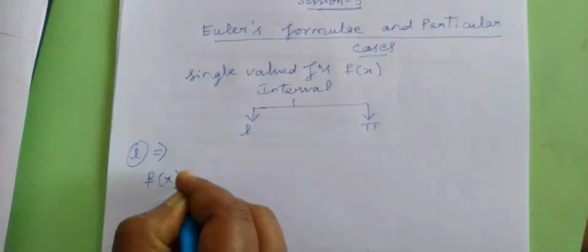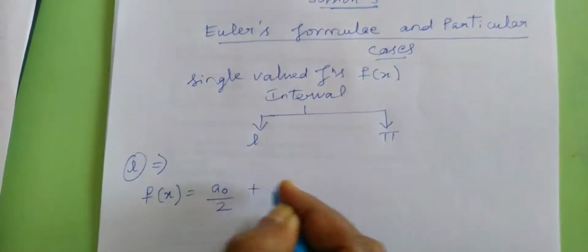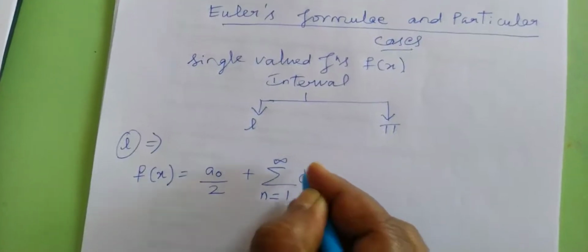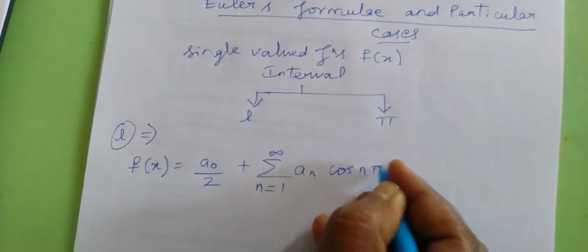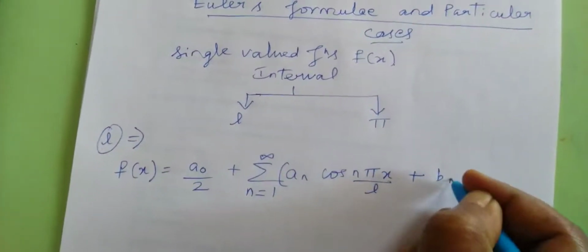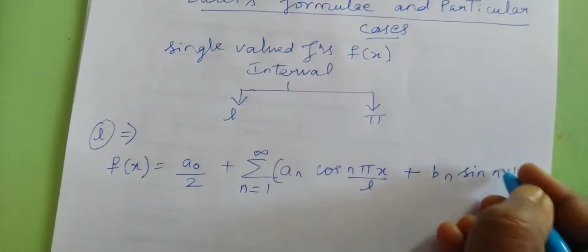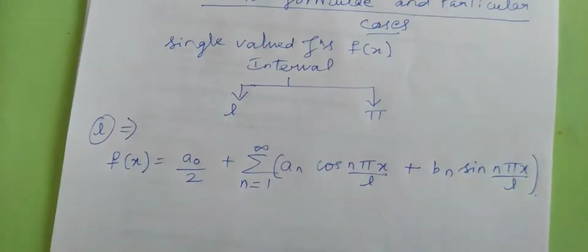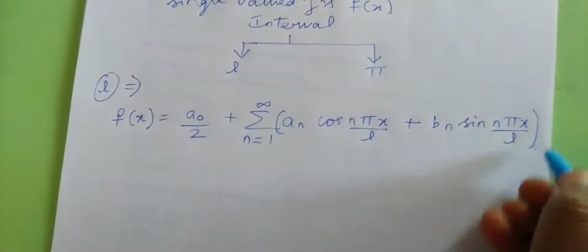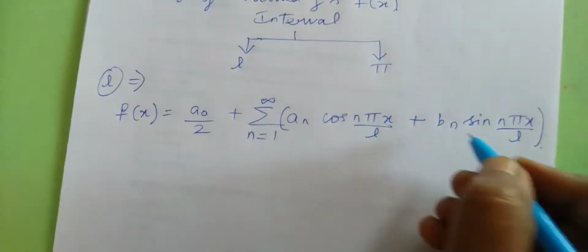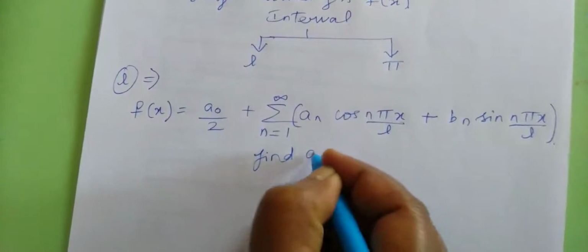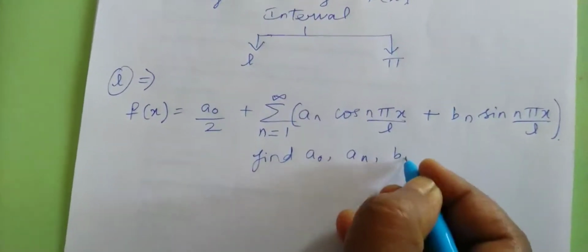f of x is a0 by 2 plus summation n is equal to 1 to infinity an cos n pi x by L plus bn sin n pi x by L. Now in this, either we can take the summation over the whole bracket, or for each of the terms we can take the summation terms. Now here we need to find a0, an and bn.